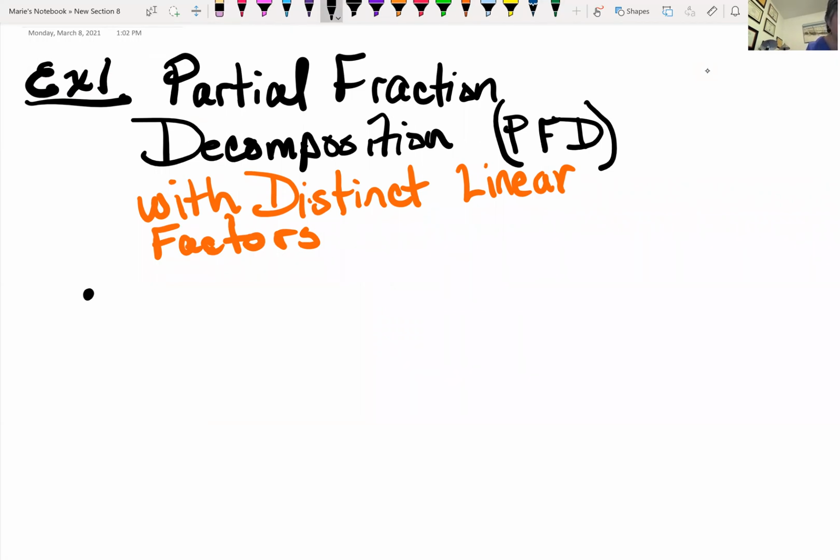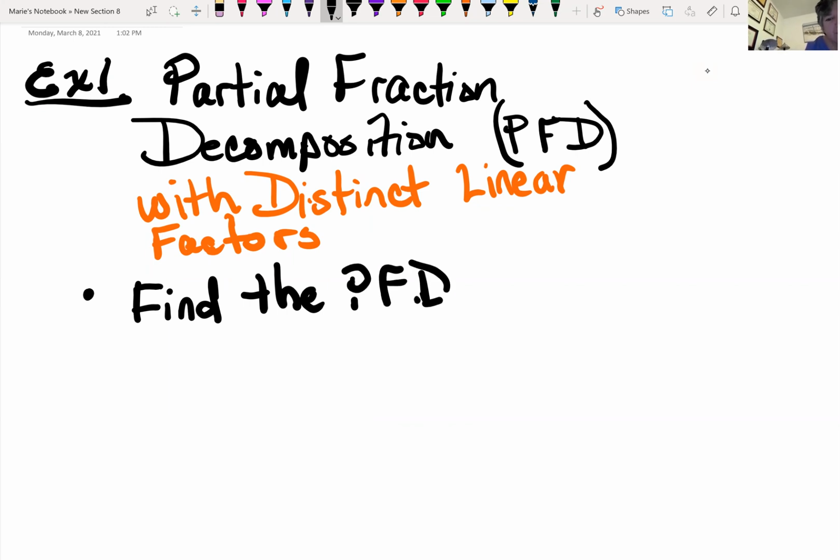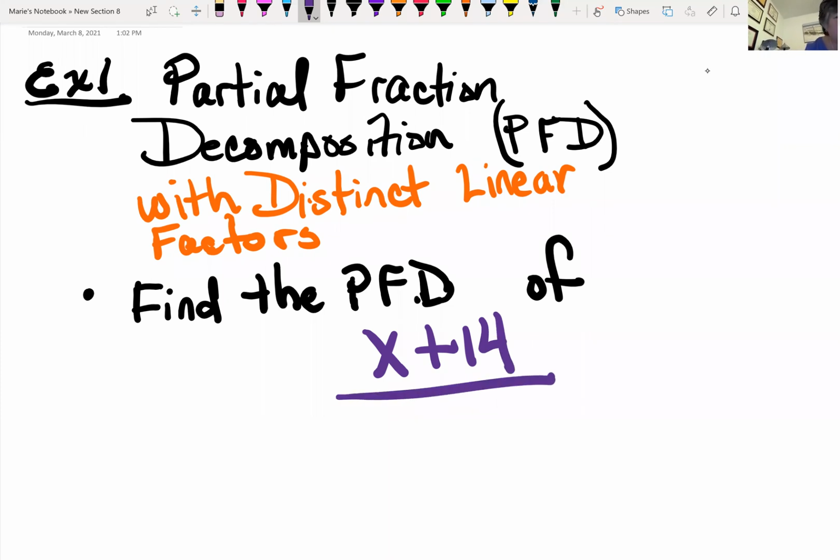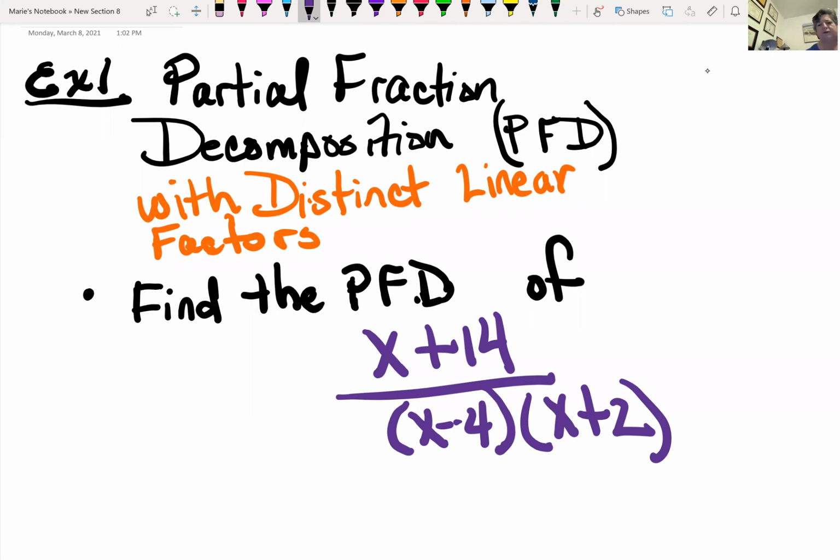So the question stem in this case will say find the partial fraction decomposition of. And so they're going to give you the question, which in our case here in purple, is x plus 14 divided by x minus 4 times x plus 2. So let me just stop for a minute and explain something to you.